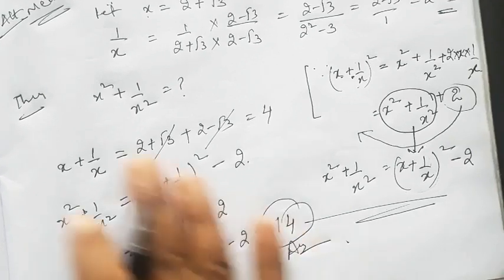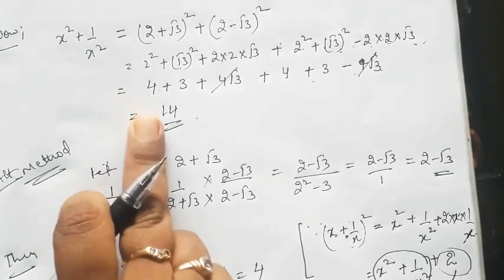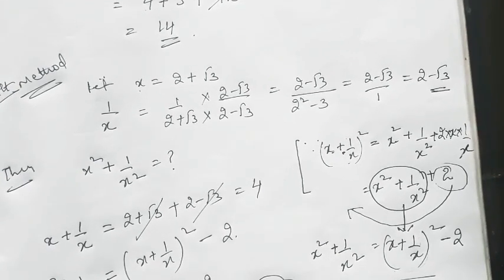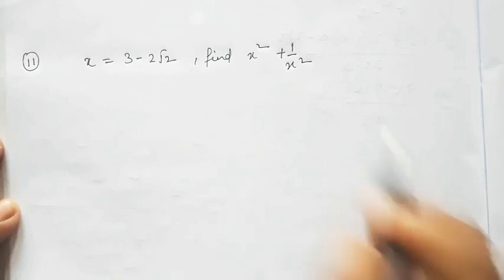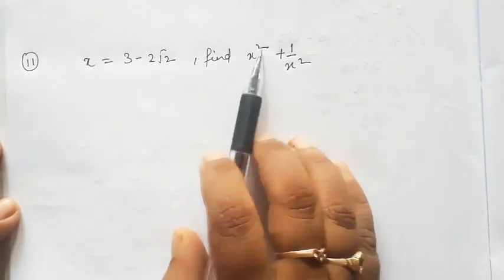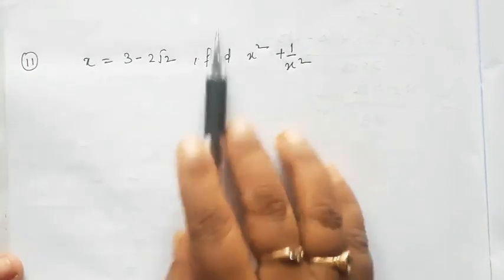You can check the answer with the previous method, that is the same. I hope both the methods for doing this type of question are clear to you. Let's move to another question. Here is the second question of the same type. Now you can easily find this also.